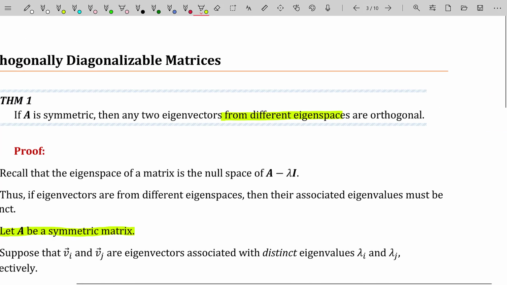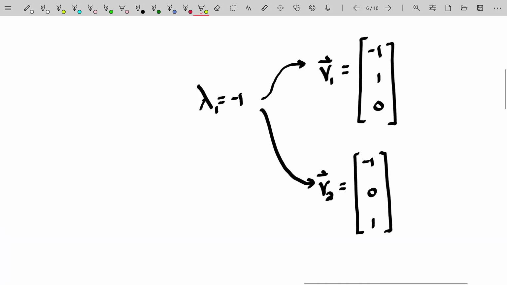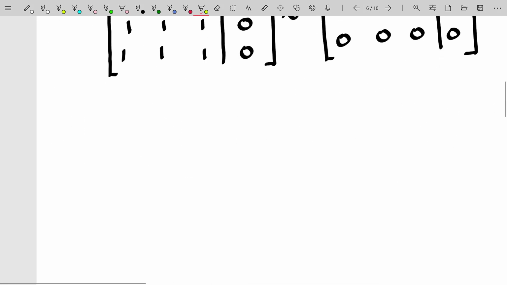Well, this theorem says if your matrix is symmetric, which our matrix is, then any two eigenvectors from different eigenspaces, in other words, associated with different eigenvalues, are orthogonal. Well, the two eigenvectors that we got right now are associated with the same eigenvalue. That is, they're in the same eigenspace. So we cannot apply that theorem here. These vectors need not start orthogonal to each other. However, we're going to force them to be in a few minutes. Let's go ahead and deal with lambda sub 2, which is 2.